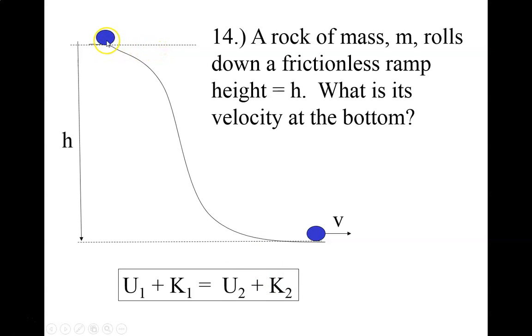Notice that we're looking at a state. We're considering this to be our state at a height of h, and we're considering this to be our height of 0. So this is our ground energy state as far as the gravitational potential energy. This could slope on further down, but it doesn't matter from where we're looking, because all we need to know is this state and this state. So what is its velocity at the bottom?